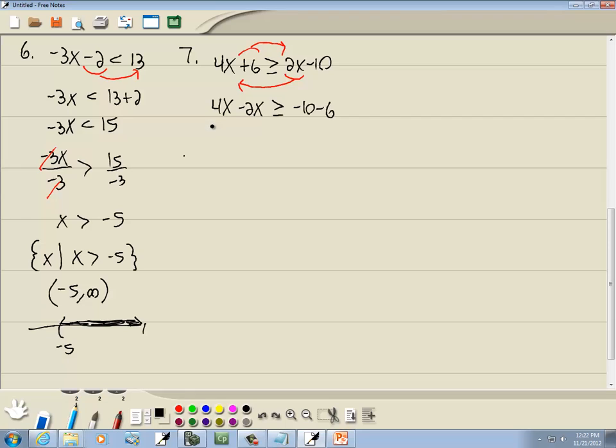Combine together like terms in any step. 4x minus 2x is 2x. Negative 10, minus 6 is negative 16. Now our last step says to divide both sides by the number in front of our x. So we're going to divide both sides by 2.